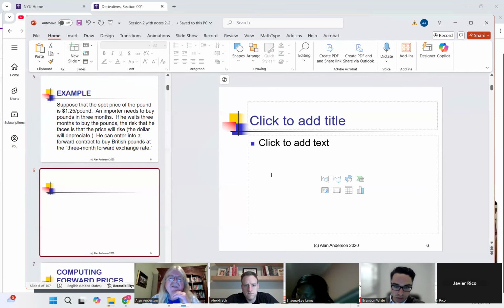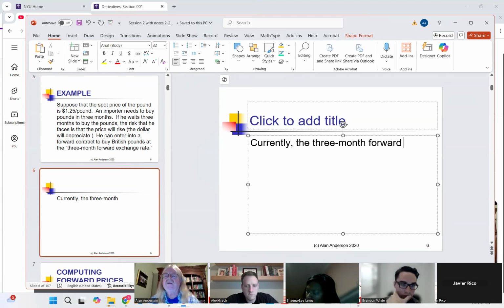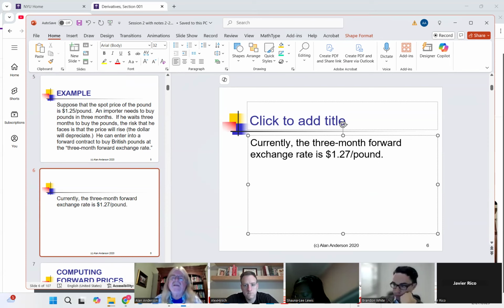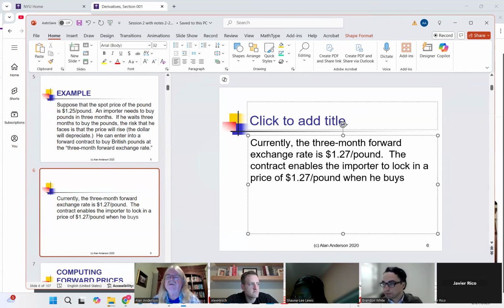Let's say that currently the 3-month forward exchange rate is, let's say, $1.27 per pound. So that means the contract enables the importer to lock in a price of $1.27 per pound when he buys the pounds in 3 months.